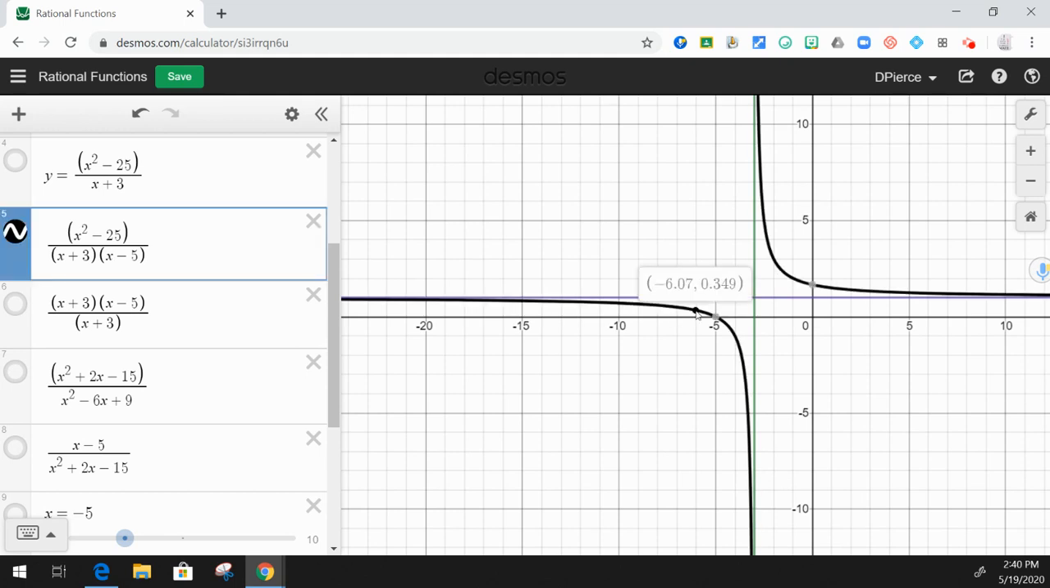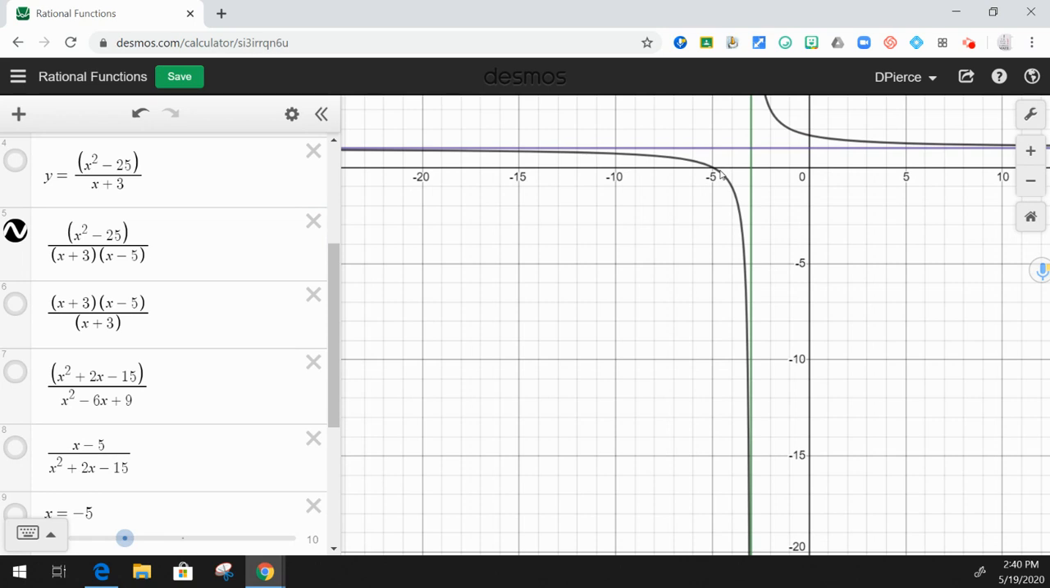If I click and drag here, you can see that the y coordinates are getting closer and closer to 1, but your x values just keep going further and further in the negative direction. As we go down the graph, your x coordinate now is getting closer and closer to -3, but your y coordinates are going to negative infinity. So they're just going down and down. But your x coordinate again is getting closer and closer to that -3.